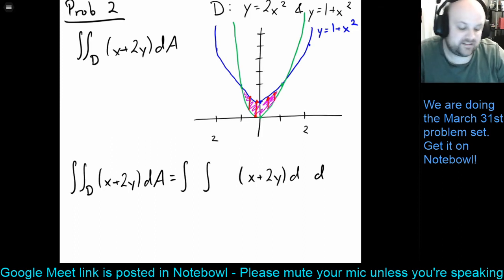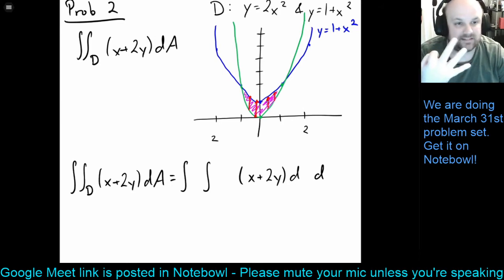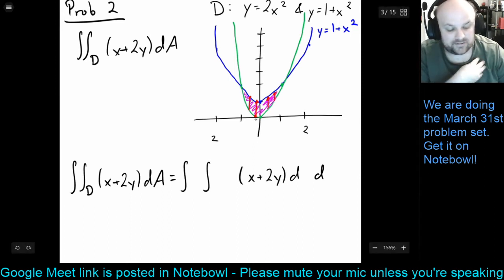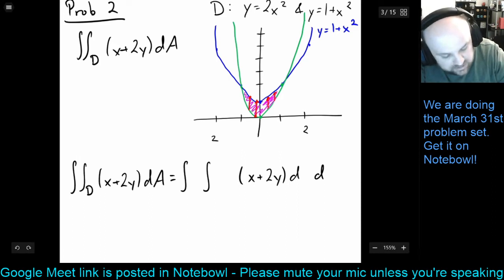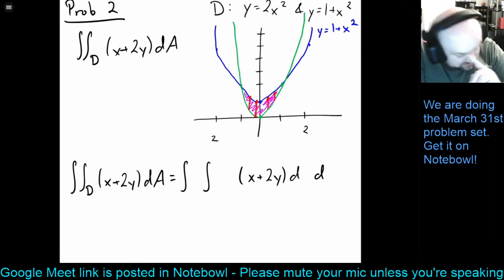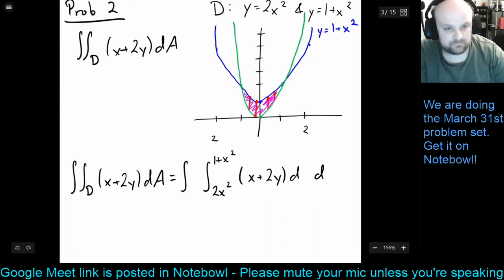So if we did this with respect to x first, the left to right direction, we would actually have to break this into 3 pieces. And we don't want to break an integral into 3 pieces if we can do it in 1. And if we do y first, we can do it in 1. So we want to start with the bottom function here, which is 2x squared, and then go up to the top, which is the blue one, 1 plus x squared.